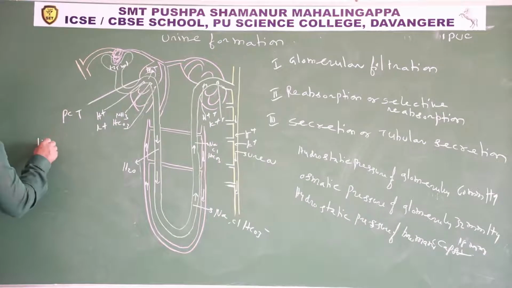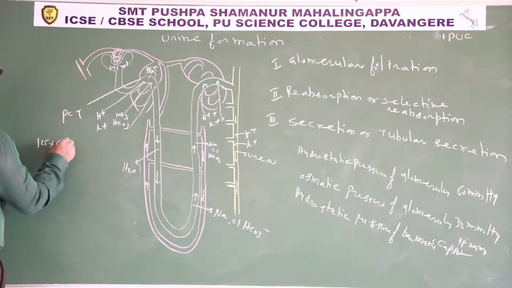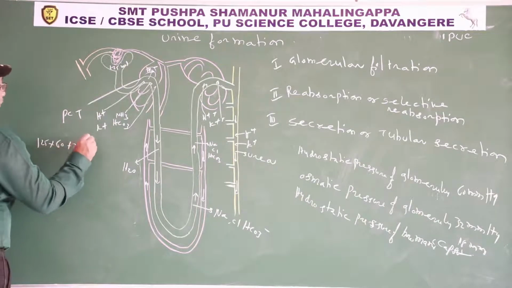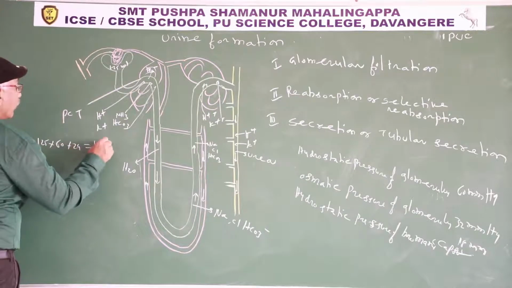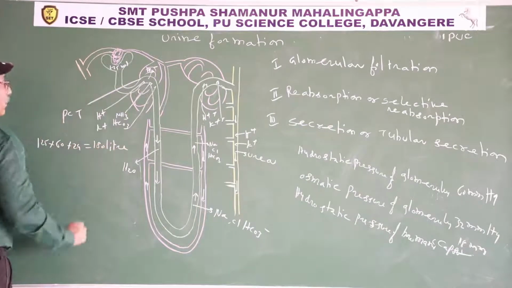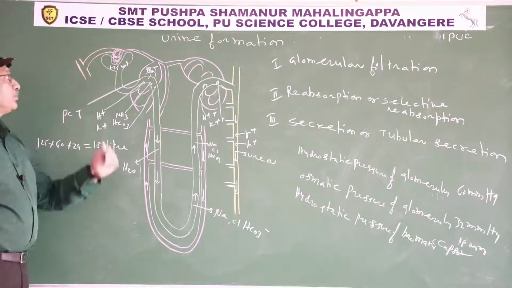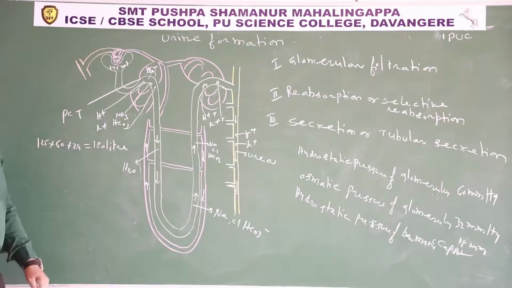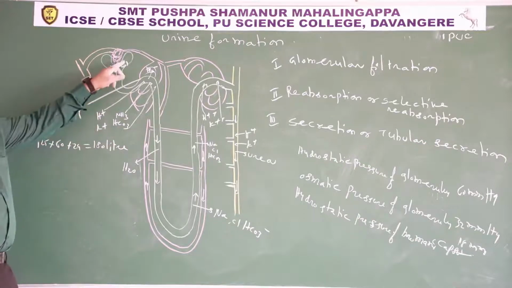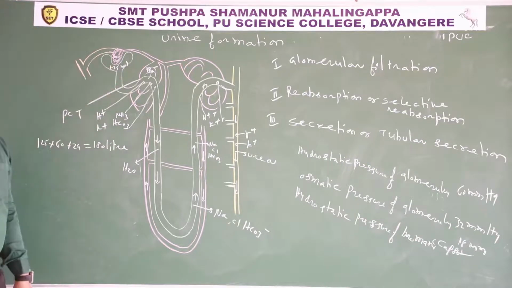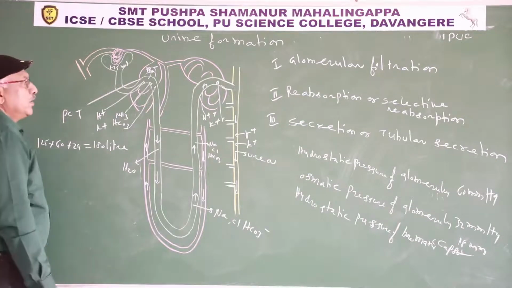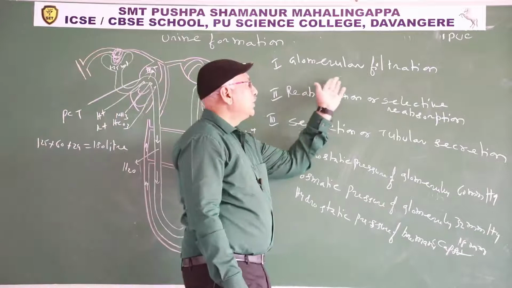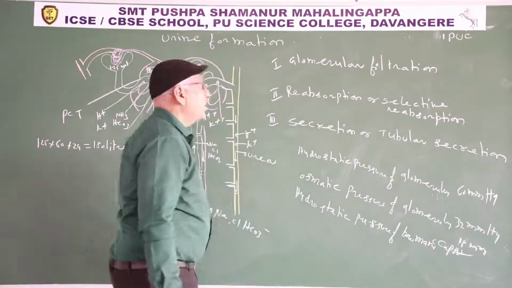Per minute 125 ml, per hour into 60, per day into 24, that is 180 liters. 180 liters of fluid is filtered into the lumen of Bowman capsule. It is known as primary urine or renal fluid. So it is known as glomerular filtration.